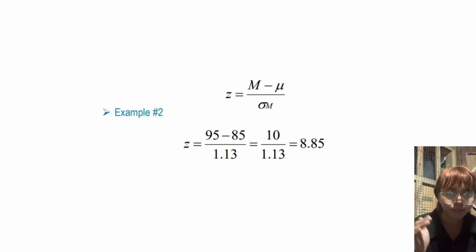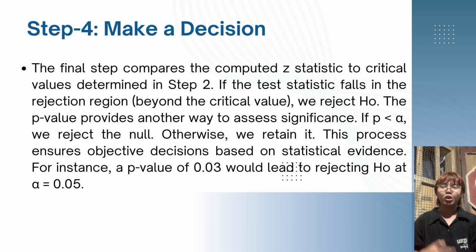So (95 - 85) over 1.13, or 10 divided by 1.13, is equal to 8.85. So in this sample, we calculated that the z statistic is 8.85. We could compare this calculated z value to the critical z value. We determined in the step 2 example earlier the positive and negative 1.96 for a 2-tailed test with an alpha equals 0.05. Since 8.85 is far beyond the critical value, we would likely reject the null hypothesis.